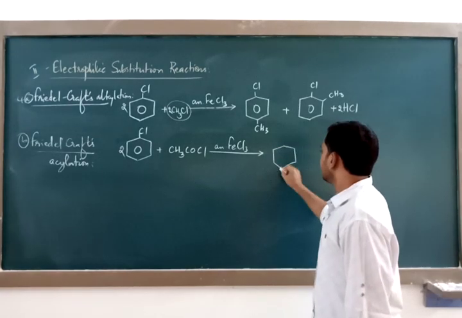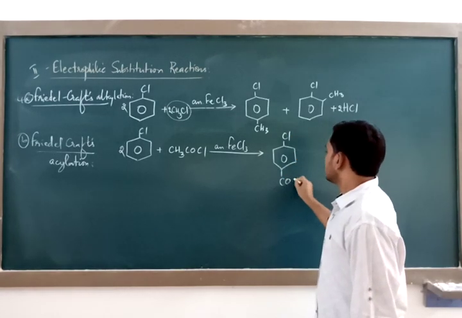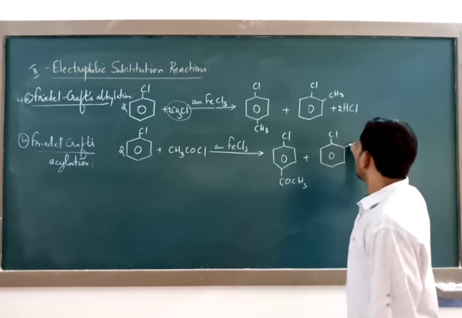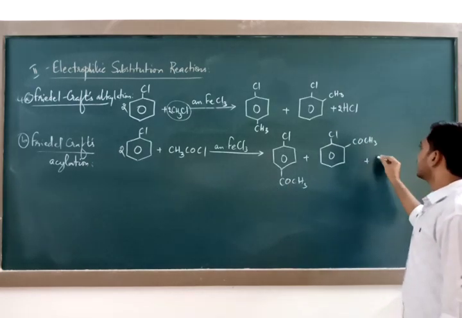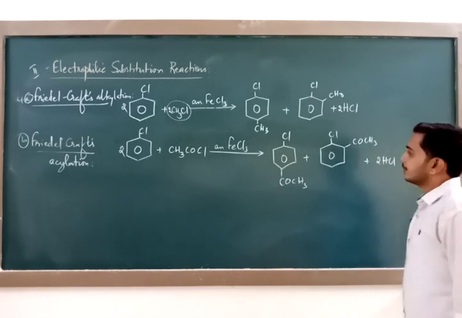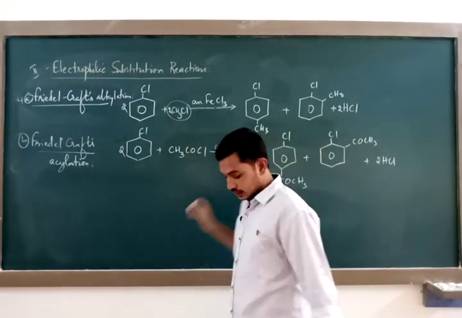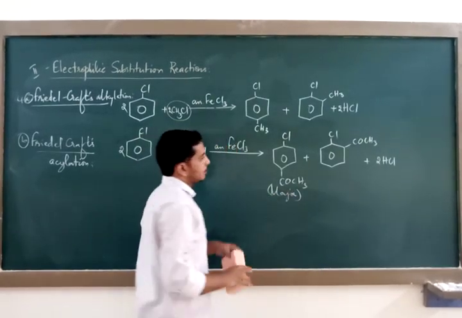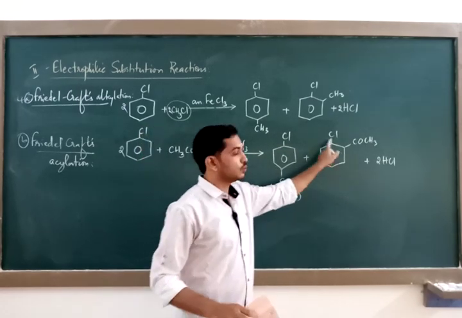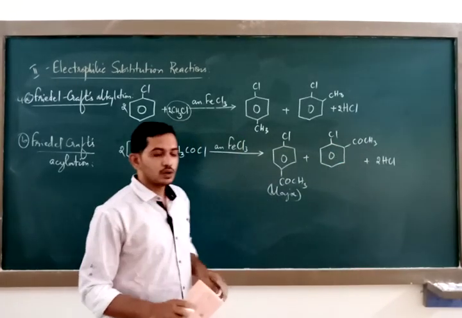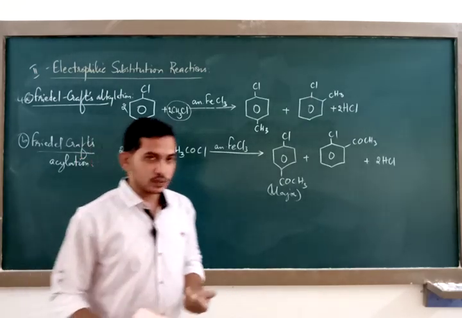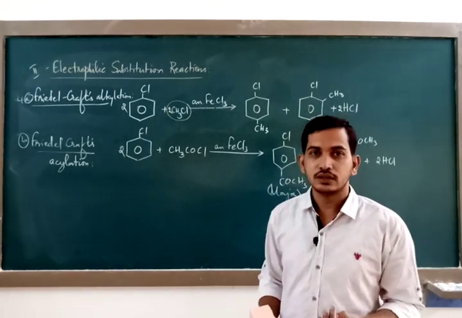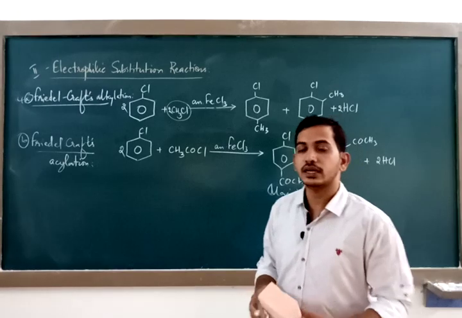So product will be COCH3, acetophenone, and the same acetophenone, once at para and the other time at ortho. Out of these two, major one is para. You got para chloroacetophenone and orthochloroacetophenone. So how many electrophilic substitution reactions are there? There are totally 5: halogenation, nitration, sulphonation, Friedel-Crafts alkylation, Friedel-Crafts acylation.